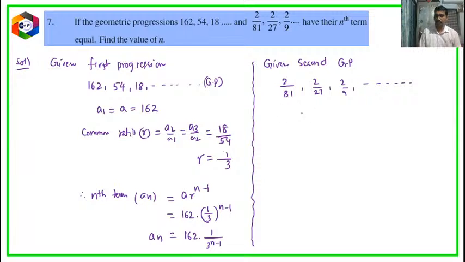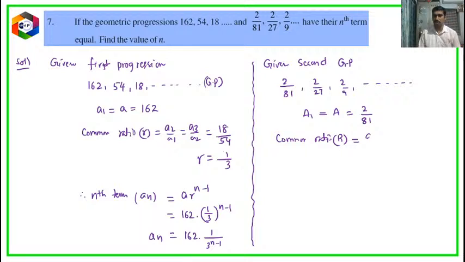So the first term, here I am going to write capital A. Why? Because I don't want to make confusion. A1 is equals to A is equals to 2 by 81. But the nth term is the same notation, therefore n only I am writing. And the common ratio, which is equal to capital R, let us write down. Or else you can write the same also, nothing will happen. But to avoid confusion I am using a different letter.